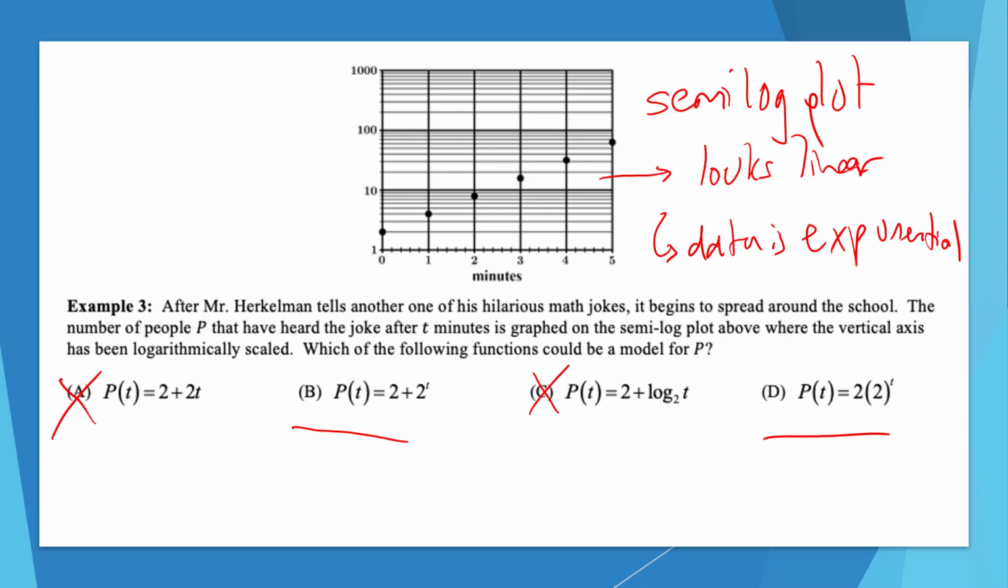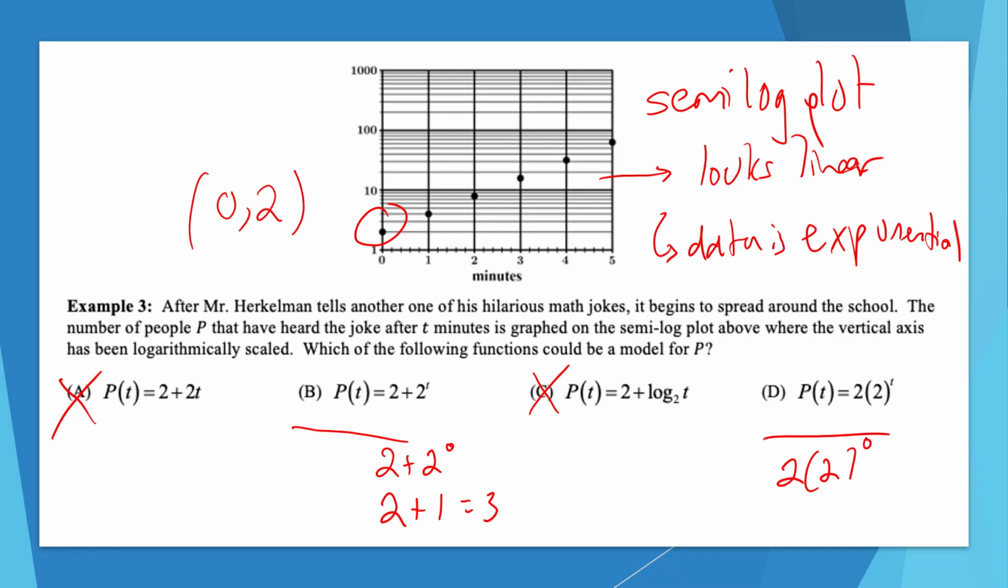And now to determine what is our answer, let's take a look at one point. And these are actual points on the equation as well. And so this point right here is 0, comma, and not 1, but 2. So let's plug that in. We have 2 plus 2 to the power of 0, which is 3. And then we have 2 times 2 to the power of 0, which is 2 times 1, which is 2. And so D is going to be our best bet, where B is not going to be containing that point of 0, comma 2 there.